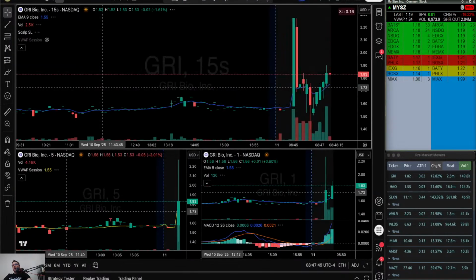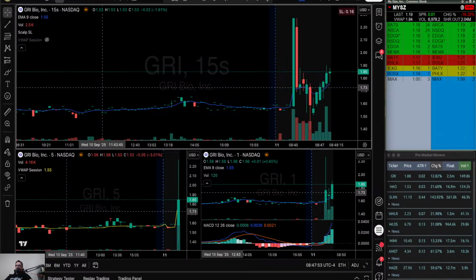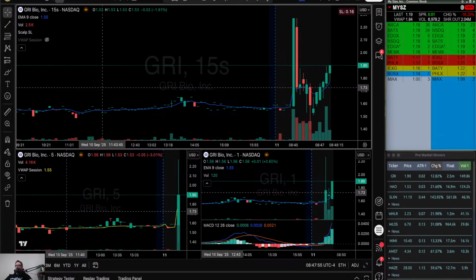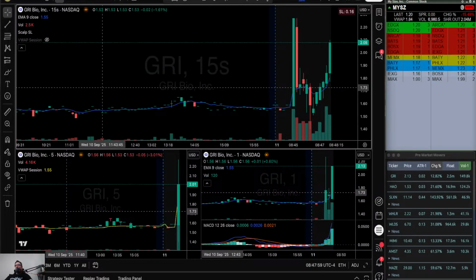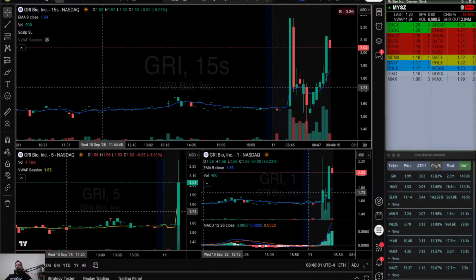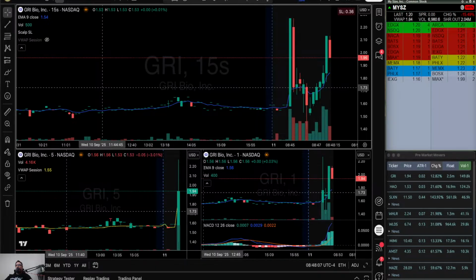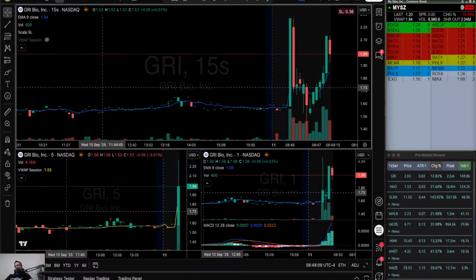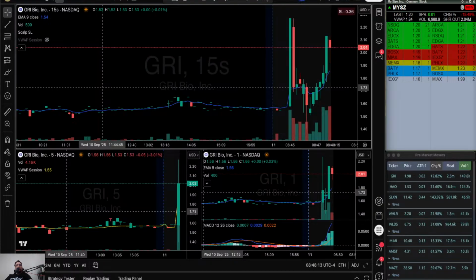GRI popped up real quick. A 2 cent ATR. Okay. Oh yeah, look at that. 20-cent pop. There's no catalyst. I don't know why it would be moving.